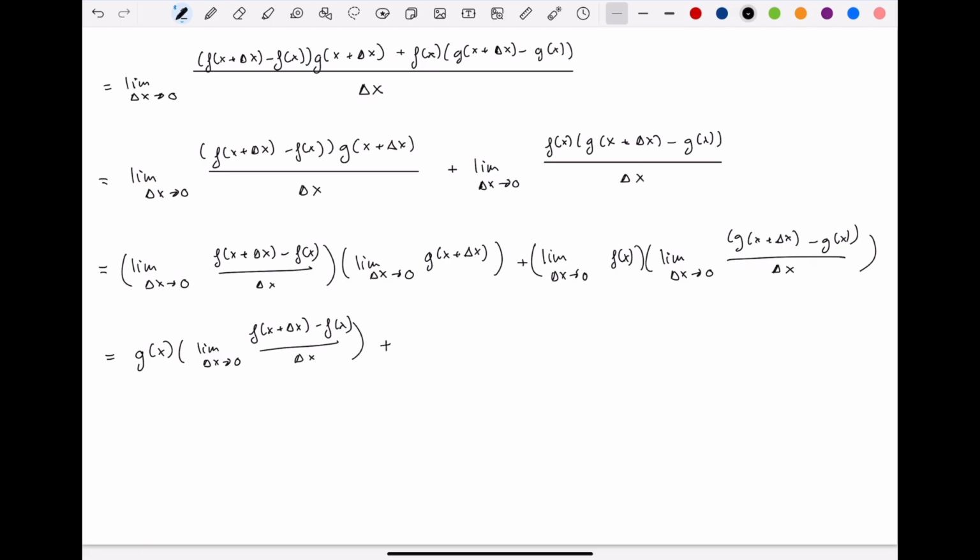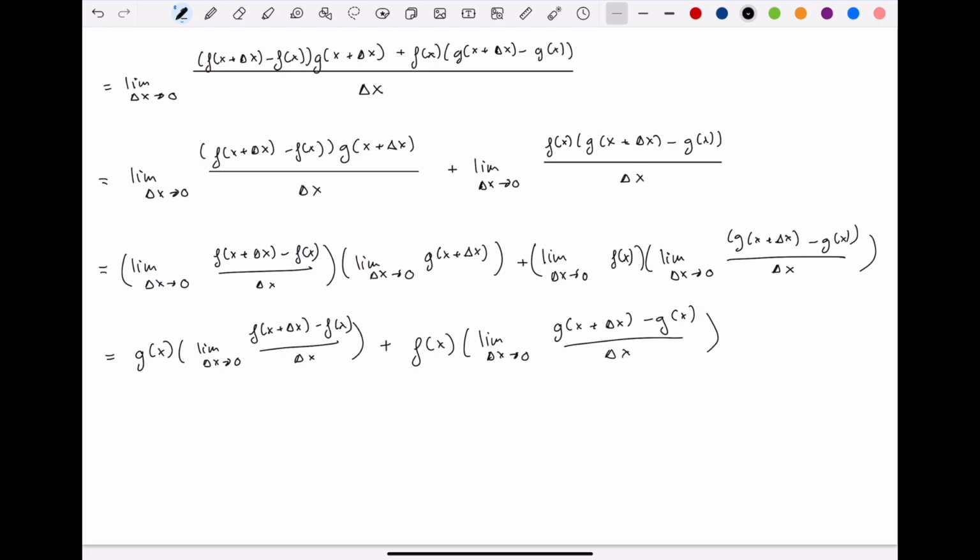And then what do we do with the second part? Well, what is the limit as delta x approaches 0 of f of x? Well, that doesn't even involve delta x, so we can simply write this as f of x, because as delta x approaches 0, there is no impact on f of x. So we can simply write this as f of x times the limit as delta x approaches 0 of g of x plus delta x minus g of x, all of that over delta x, right?